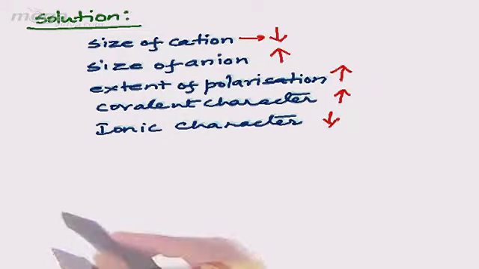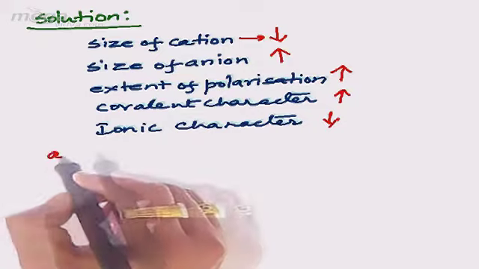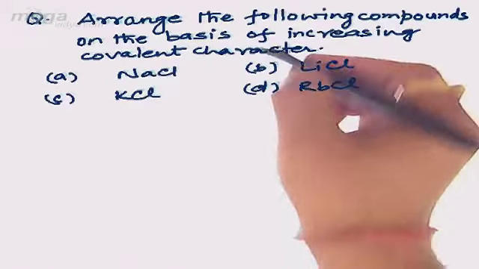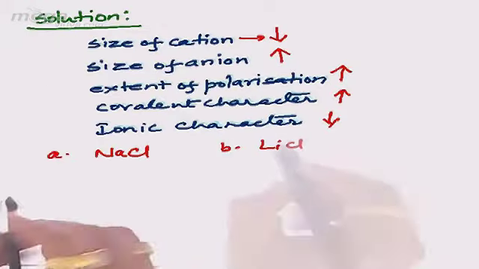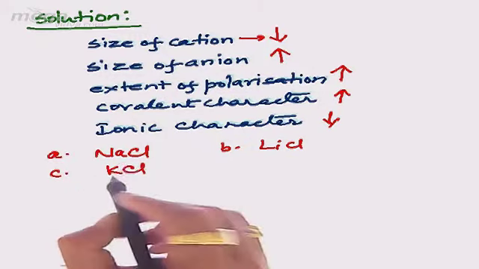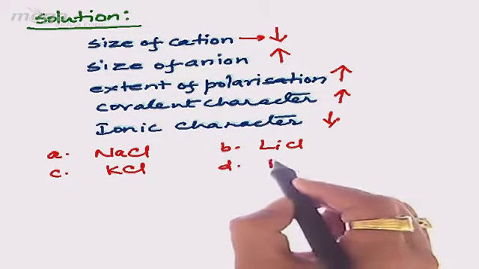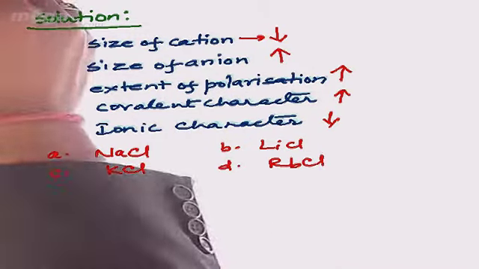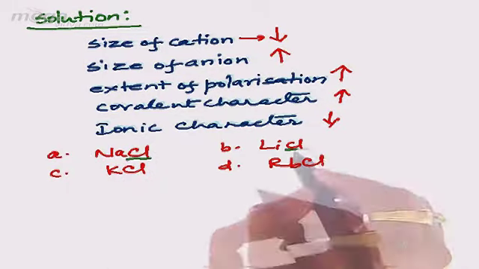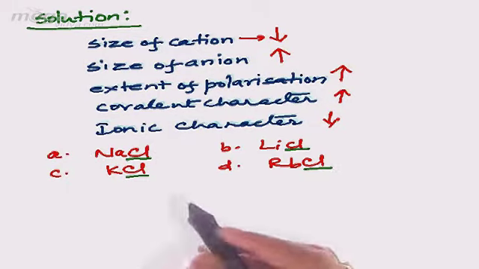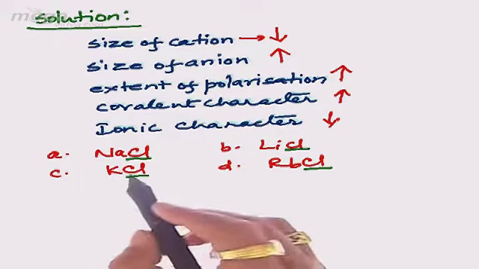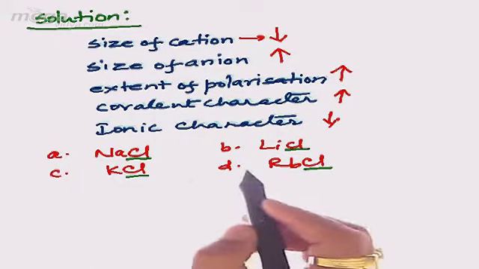Now in the question, in the first option we had NaCl, in the second option we have LiCl, in the third option we have potassium chloride KCl, and in the fourth option we have rubidium chloride. Here we are finding that the anionic part in every compound is common, that is the chloride ion. The difference is only due to the cation in all the 4 compounds.